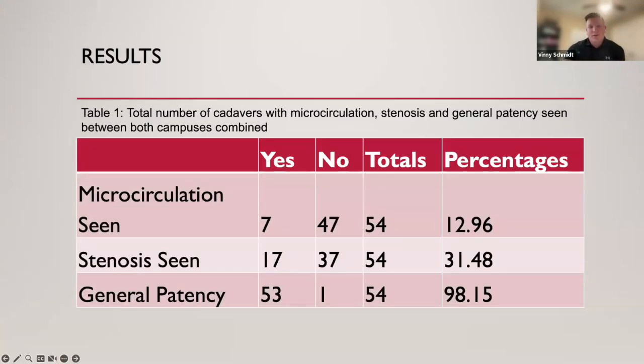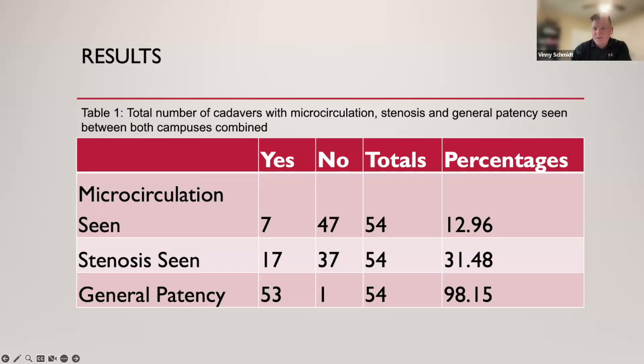Then here are my results from the project itself. This table is just showing the total numbers from the KC and Joplin campuses combined, assessing microcirculation, stenosis, and general patency. In almost 13% of the cadavers, I saw some microcirculation, which really wasn't a high number, something I wasn't really fond of. I wanted to see a higher percentage, just because that's really important, especially within any procedures with patients. In stenosis, I detected 31.48%. In general patency, I could see 98.15%.